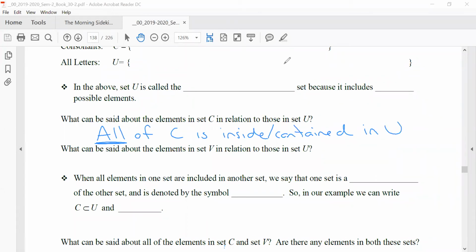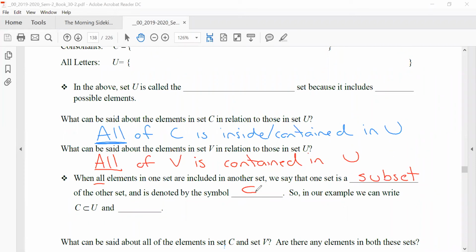What can be said about the elements of V, the vowels, in relation to set U? I'm going to say the same thing. All of V is contained or inside of the universe. So these have a special name. When all of the elements are contained in another set, I'm going to say this is called a subset. So subset means all of the elements. All of the elements. I'm going to keep underlining all. All of the elements are in the other set. And we give it this symbol. It's almost like an elongated C.